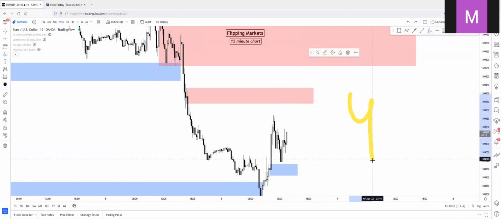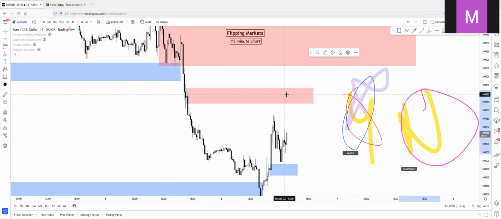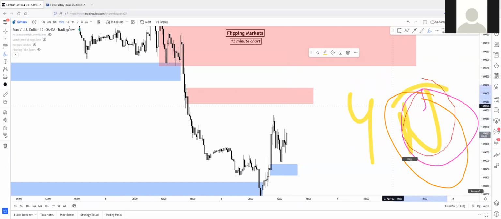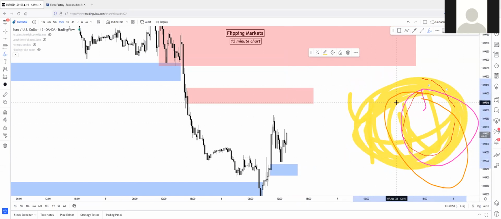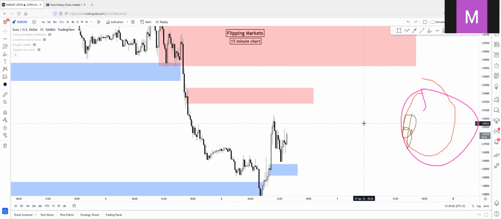I'm asking you, Mary. Wait, yes? No? Just circle it. So you're saying we can expect a short continuation on this zone? You're wrong. We need to wait for the reaction. Of course, you need to wait for a reaction.